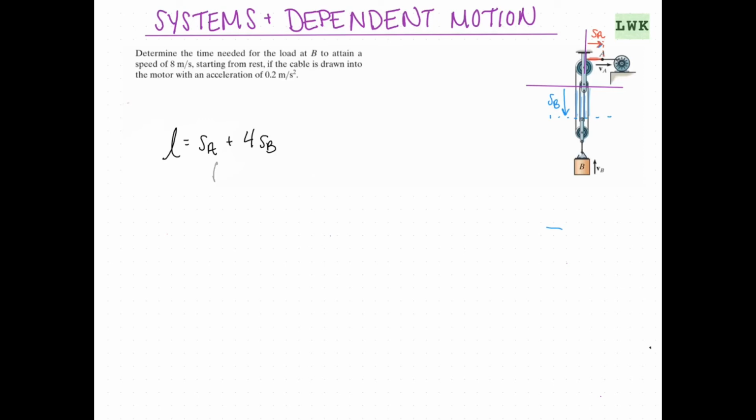So let's take the derivative, and that'll give us an equation for our speeds. We can say 0 equals VA plus 4 VB, or we could say negative VA equals 4 times VB. This is an important equation, so we're going to highlight this.